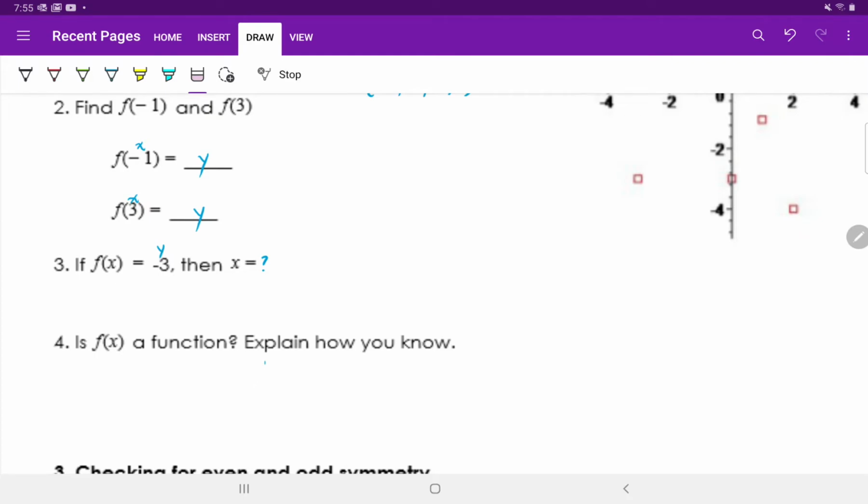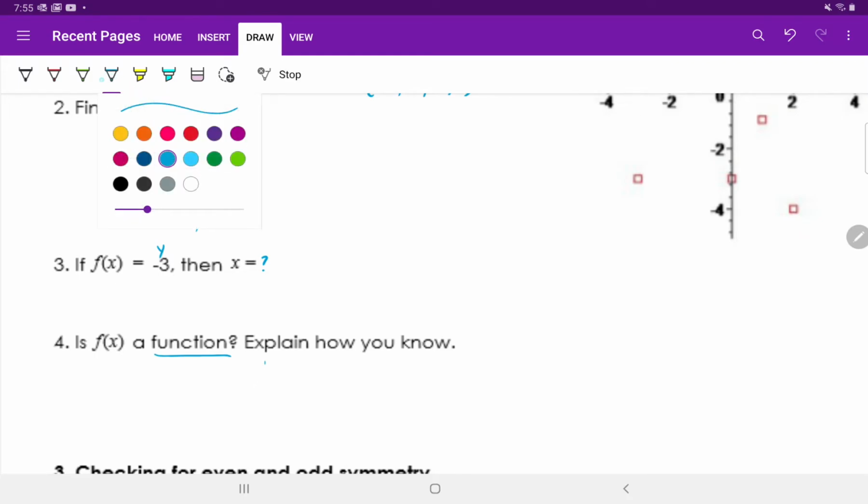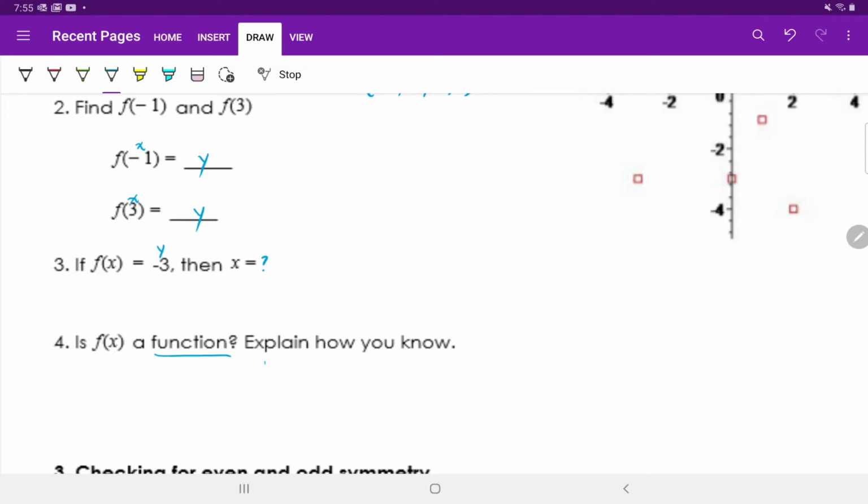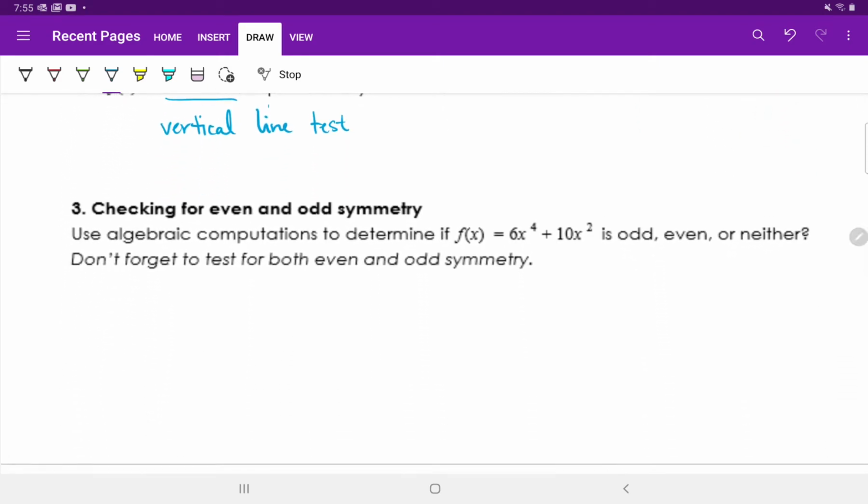Finally, they're asking you to identify whether this is a function. And I might have given that away because I think I called it a function a few minutes ago. We'll want to use the vertical line test to determine whether this is a function or not. It's probably the easiest way to do it. Moving on to part 3.